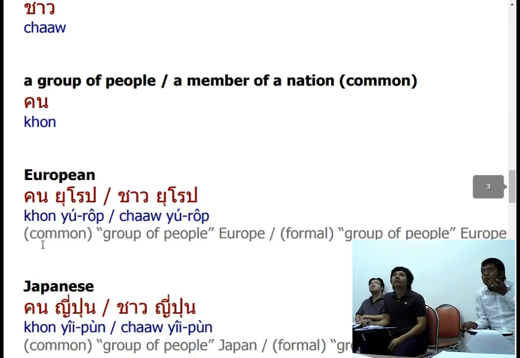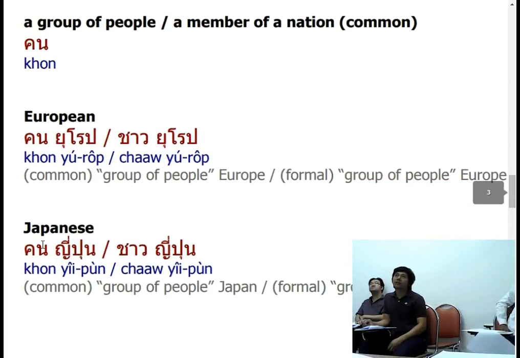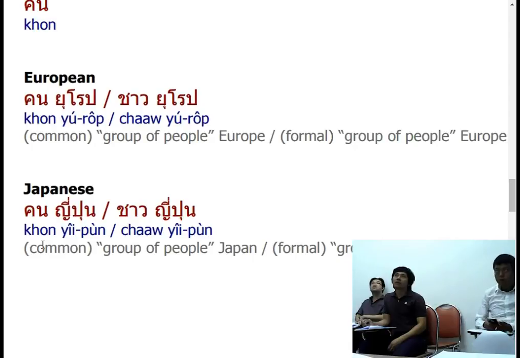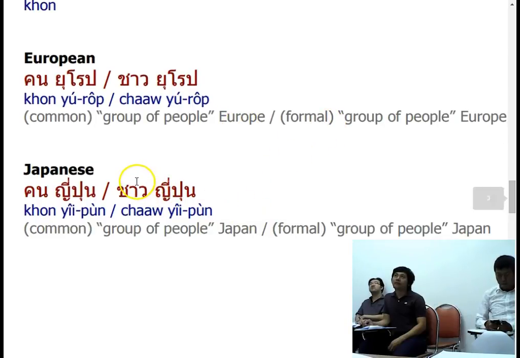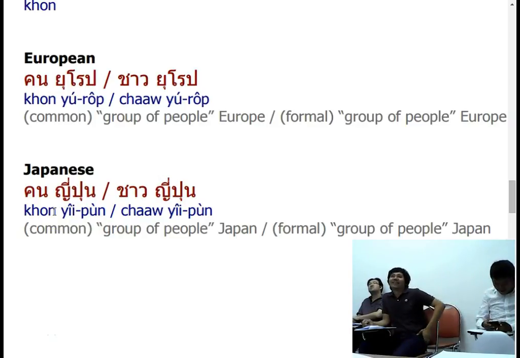Okay. So, European. Group of people. Europe. Very good. Japanese. Very good. In Thai we say konnichiwa. But it's saying one person, but it's also saying a group of people, because kon means one person and also a group of people. Yes? And this one, how would you say? Chao. Almost the same thing. A group of Japanese, right? Okay, let's go together. A group of people. Japan.